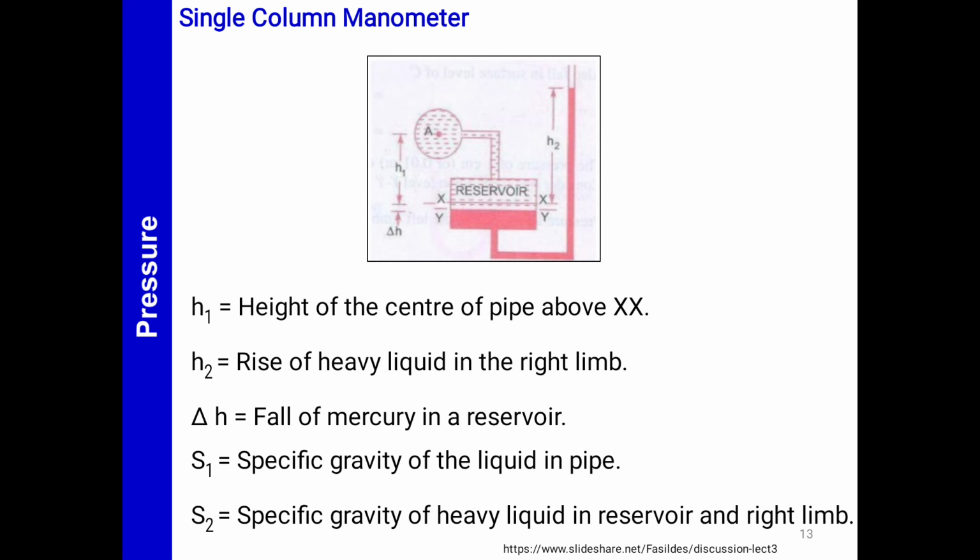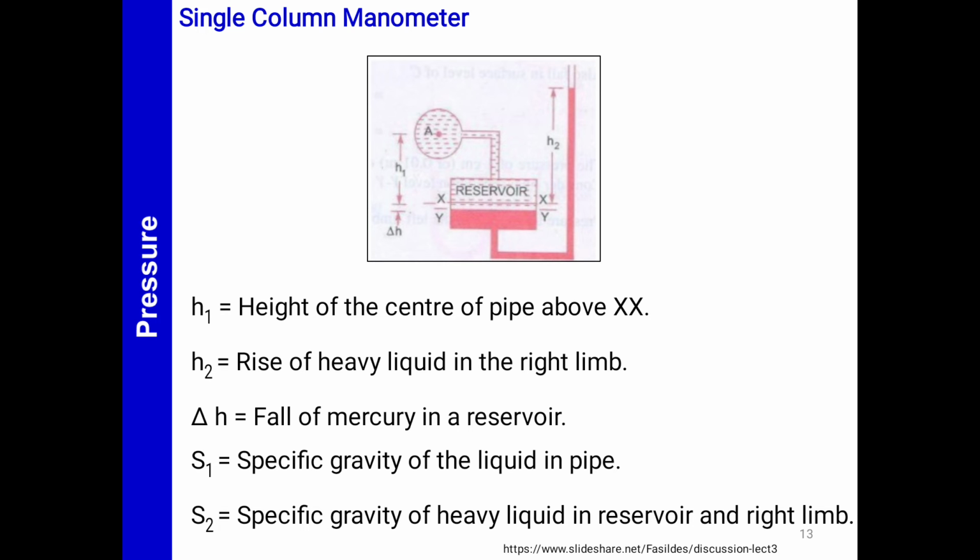Let us consider the axis XX be the datum line in the reservoir and in the right limb of the manometer when it is connected to the pipe. When the manometer is connected to the pipe, due to high pressure at A, the heavy liquid in the reservoir will be pushed down and will rise in the right limb.